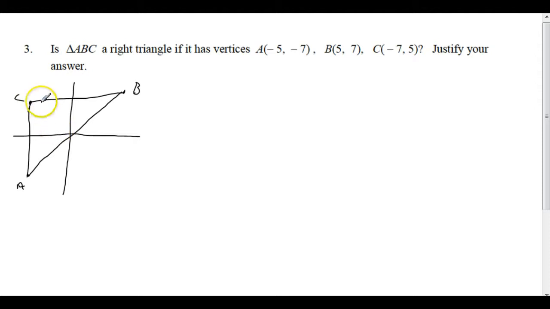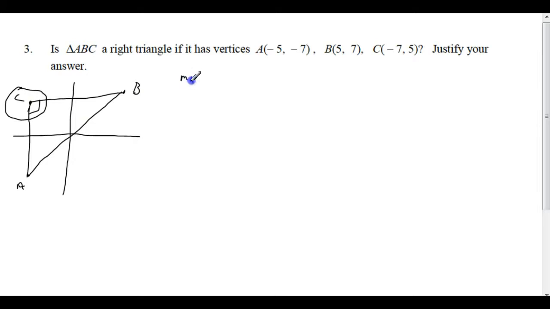So if this is a right triangle, I'm speculating that angle C is the right angle. To test that, I'm going to work out the slope of AC and the slope of BC. If they are negative reciprocals, that is, if they multiply to negative 1, then I know the lines are perpendicular, which means this is a right angle. Okay, and that's what we're going to have to say.